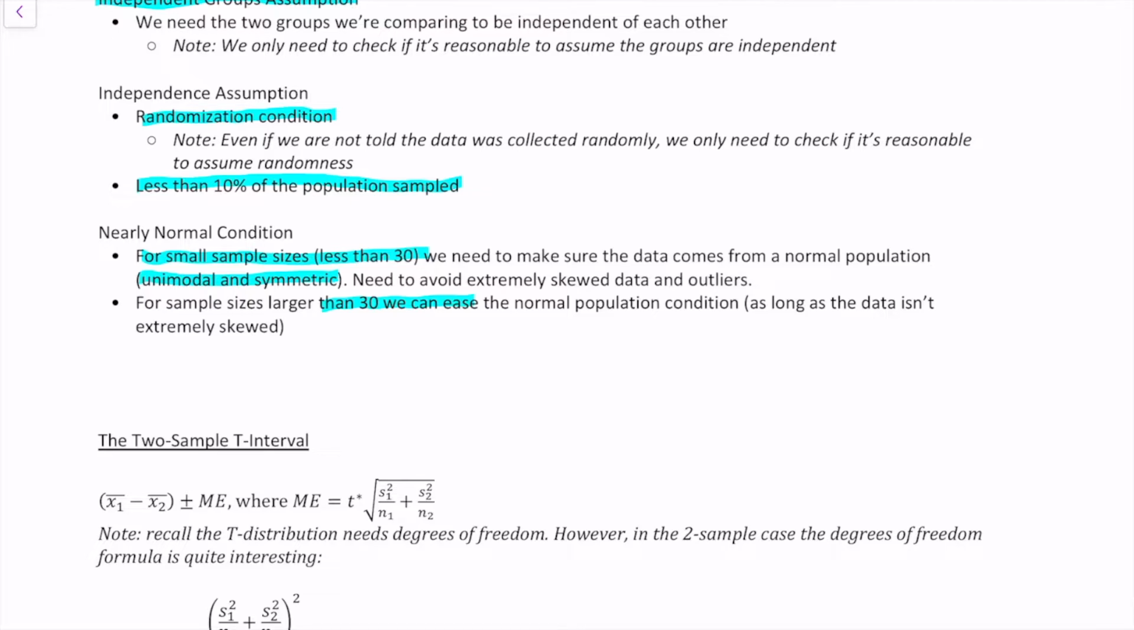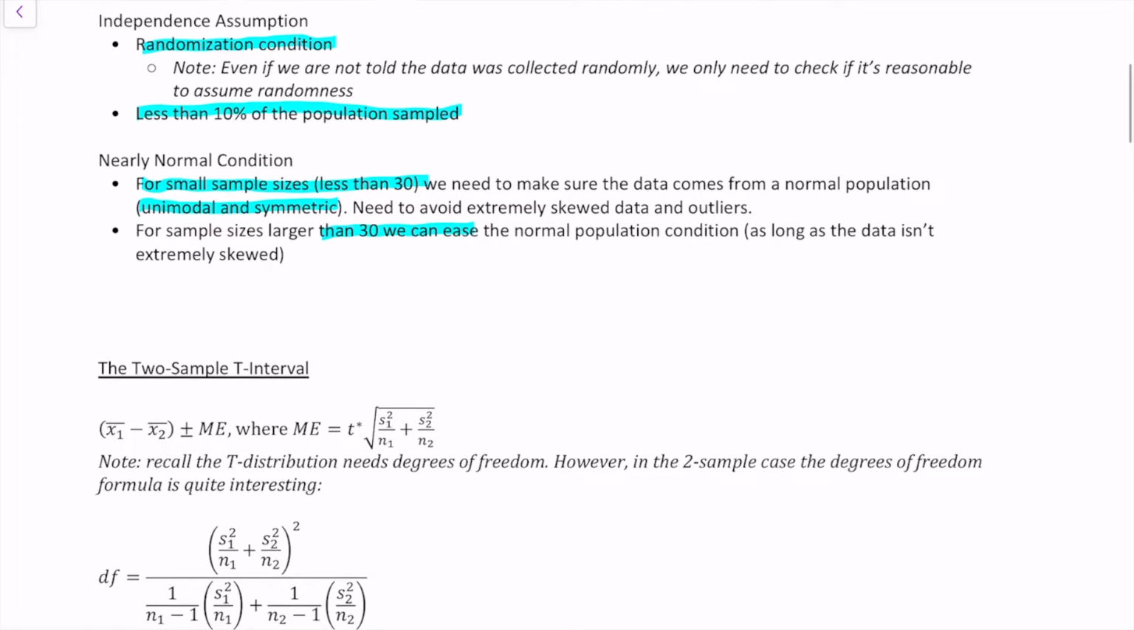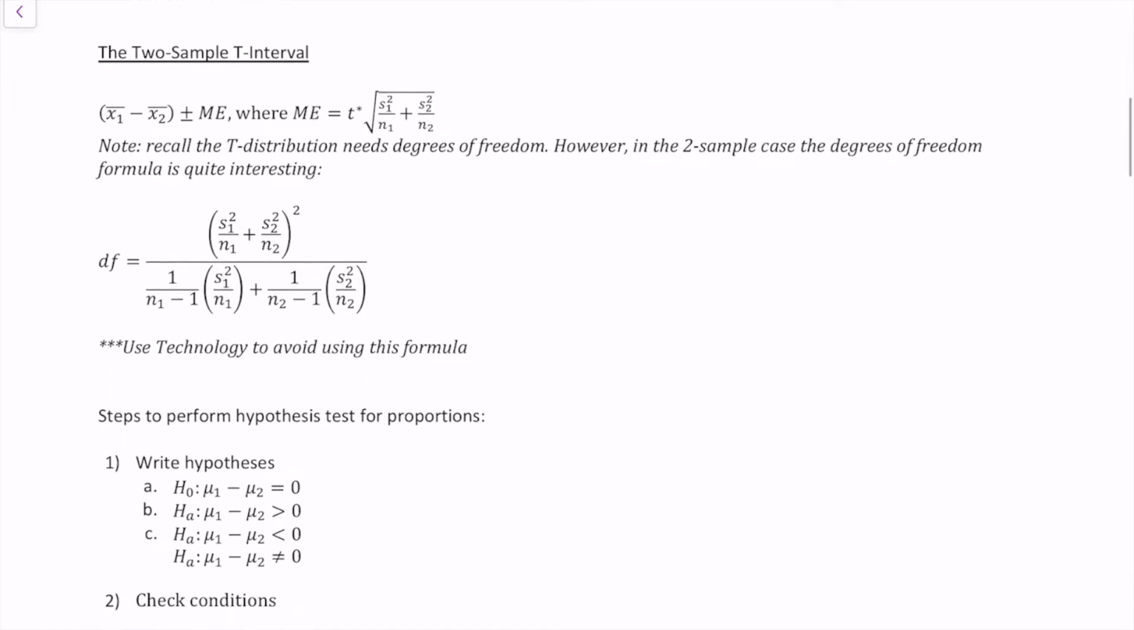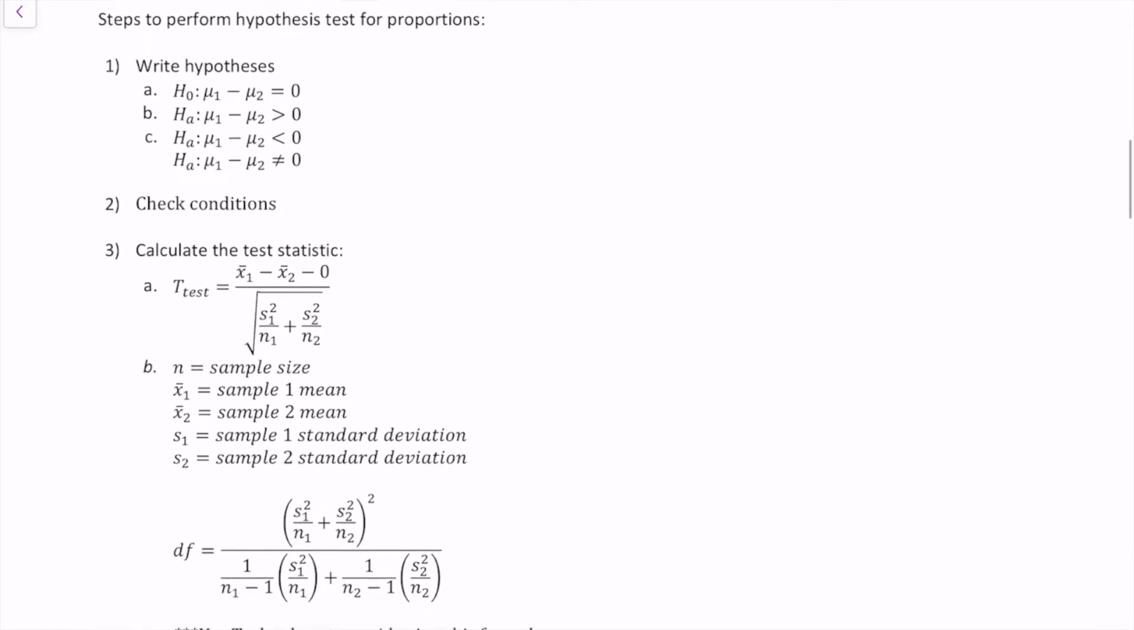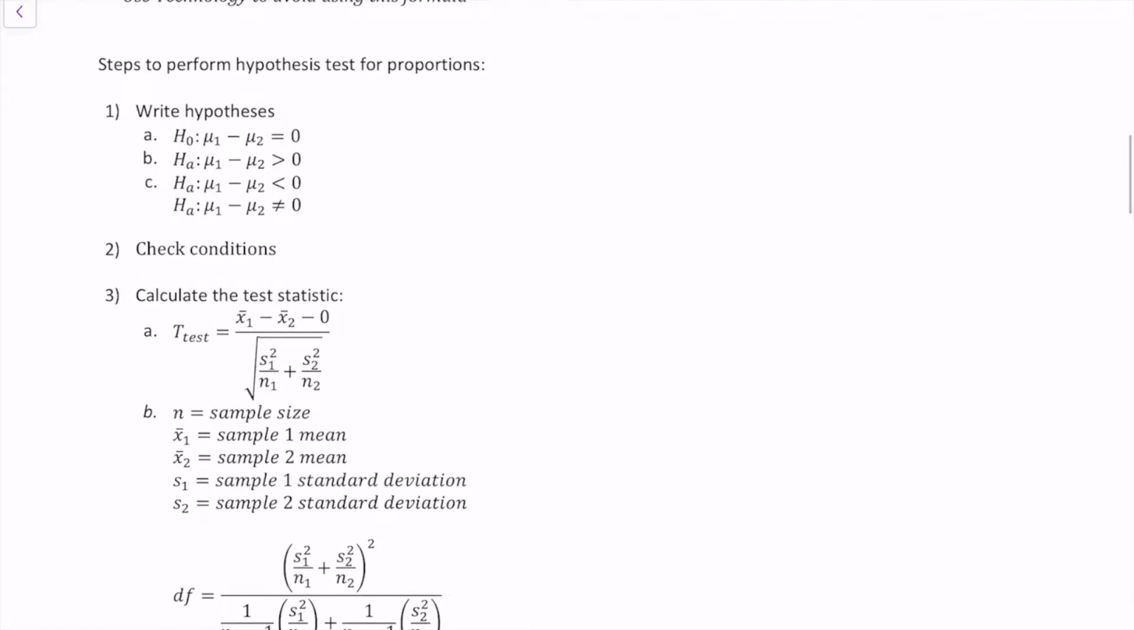Okay, so less than 30, check the histogram for unimodal and symmetric distribution. If it's bigger than 30, as long as you're not super skewed with a bunch of outliers, you can proceed. All right, so then how do we perform the steps for a hypothesis test for, not proportions, but for two means? For two means.